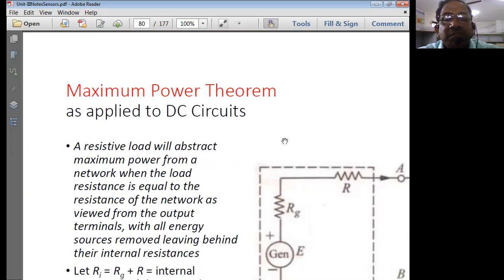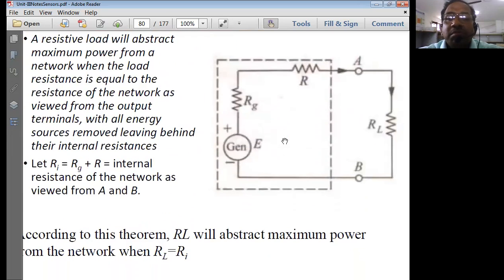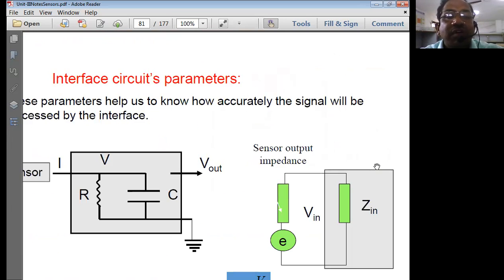Here we can speak about the maximum power transfer theorem. What is the maximum power transfer theorem? Say this is the source element, and this is the load. The source is going to have the internal resistance Rg, and R is the circuit resistance. If Rg plus R becomes equal to RL, then the maximum power is going to get transferred to the load. So this is a theorem which has to be satisfied.